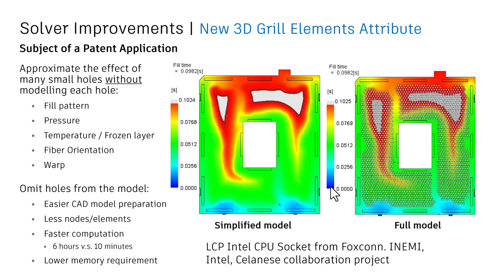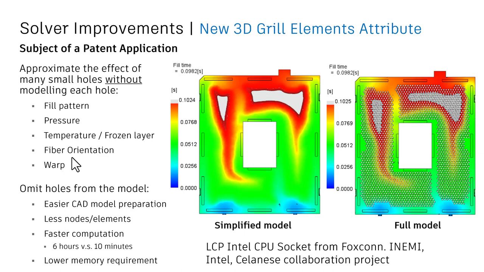So one of the announcements is assigning the grill element attributes to the simplified model and capturing the effect on the filling pattern, pressure, temperature, frozen layer, fiber orientation, and warp. Let me put it this way. The model that you see on the right hand side of the screen, the extreme right, has a lot of features, the holes, through holes. And the middle model that you see is a simplified model where I have removed all these holes, the elements have been selected in that area, and the grill element attributes have been assigned.